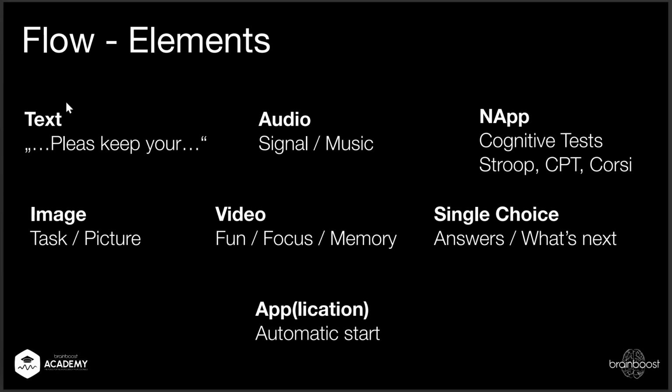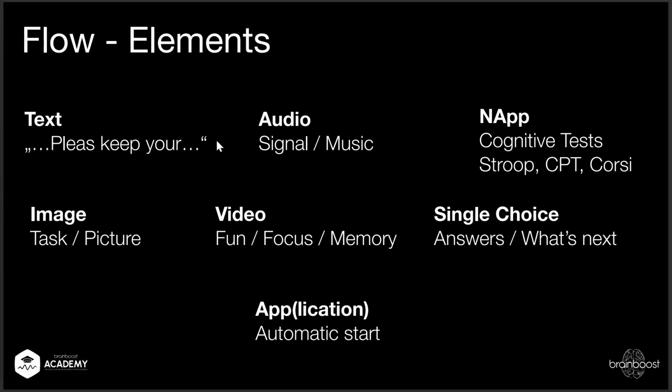A flow can have a text element. So please, I know there's a spelling error. Please keep your eyes open, blah, blah, blah. A segment will start, and while the recording, eyes on the screen, or please close your eyes. So a text segment. The next thing, if you tried the flow I sent you, is an audio file.